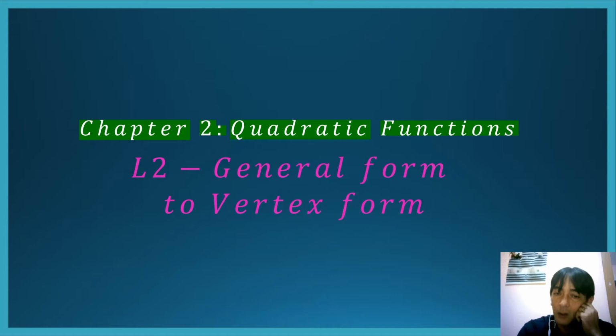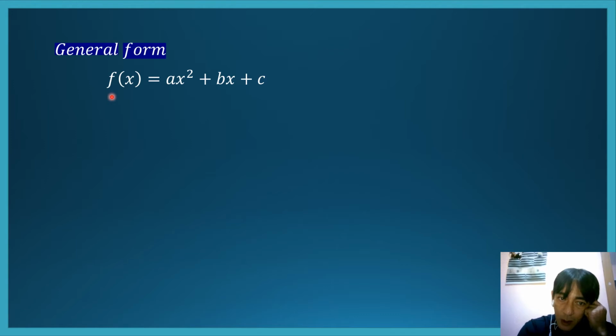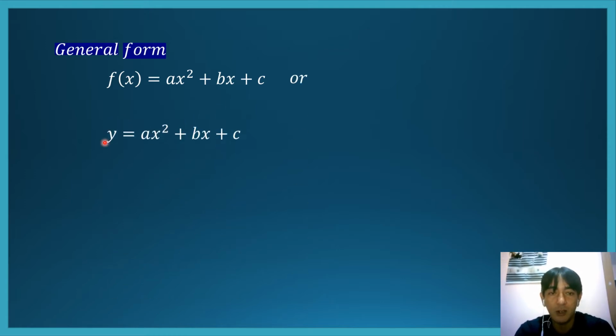Okay, so balikan natin kung ano yung general form. So, ang general form can be in terms of f of x or y, no? Okay, so general form is f of x equal to ax squared plus bx plus c. So, yan yung order niya, quadratic term, linear term, and then the constant term. Or, you can use y equals to ax squared plus bx plus c. So, i-convert na natin siya into the vertex form.